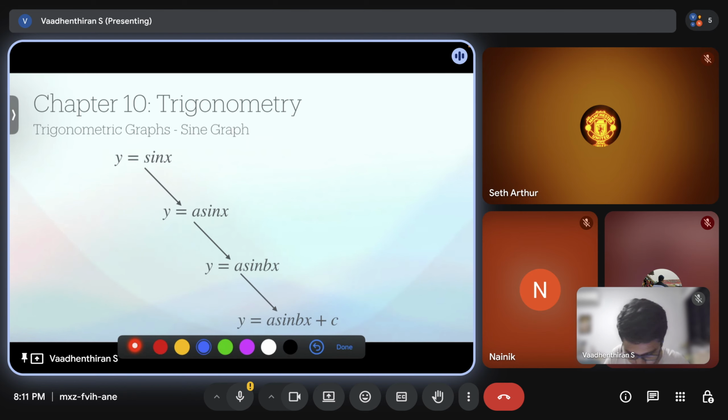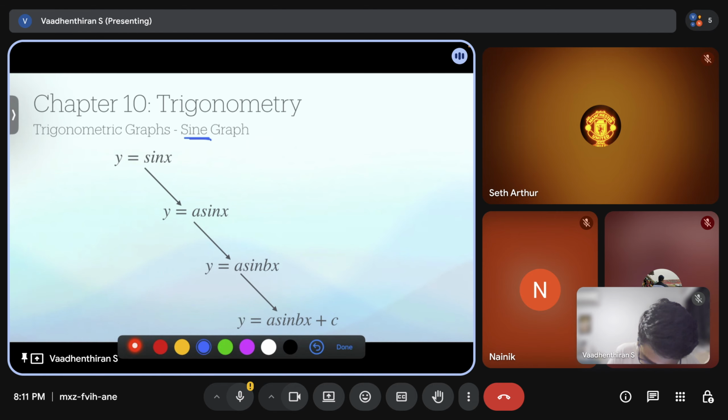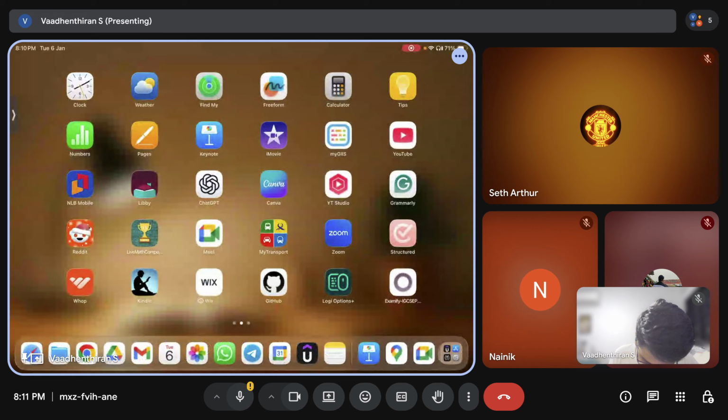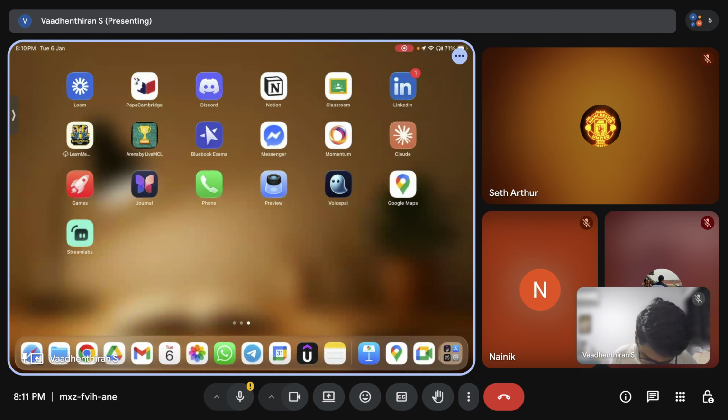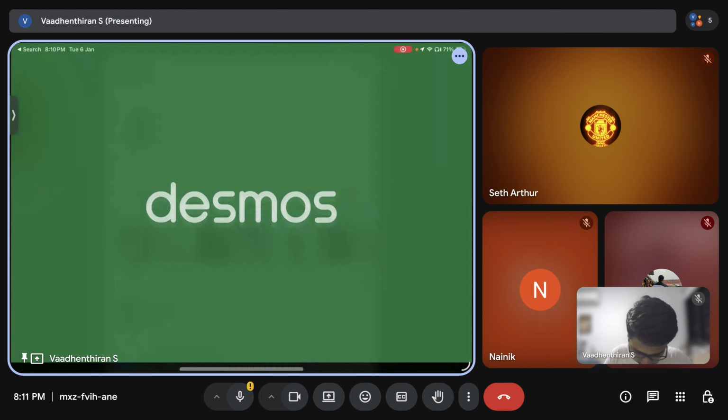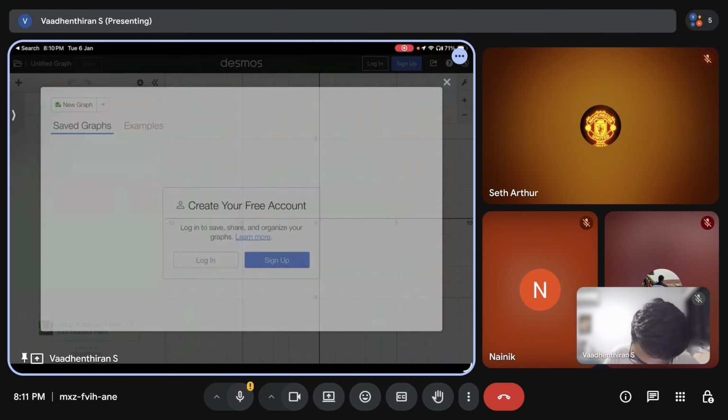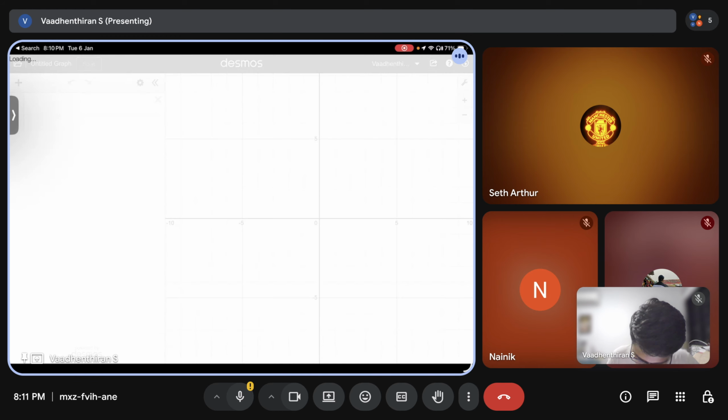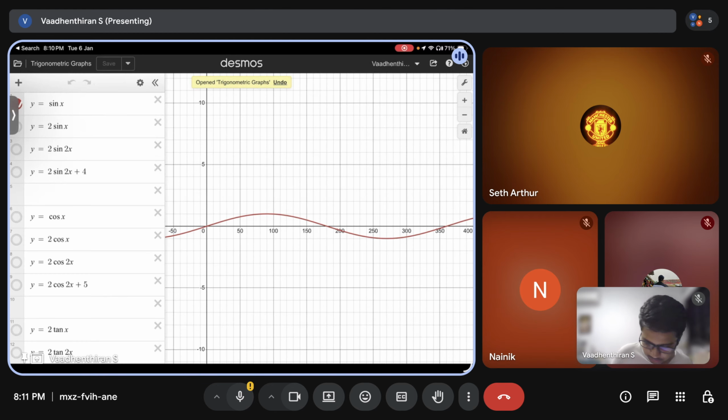For trigonometric graphs, first we will see how the sine graph will look like. Wait, I have made it in Desmos. One sec. We will visualize the graph in this app. This is called Desmos. It's a graphing calculator, so you can visualize it better.